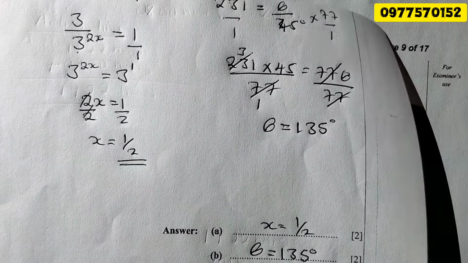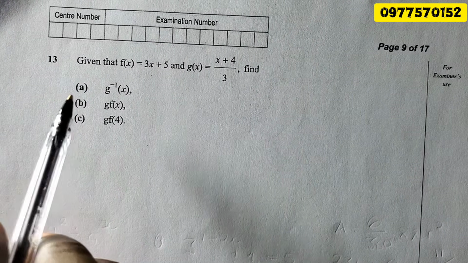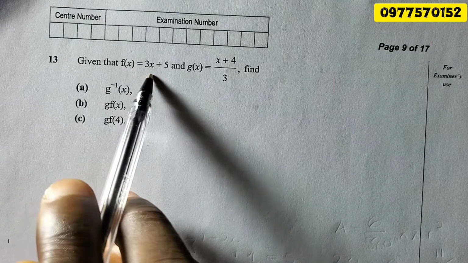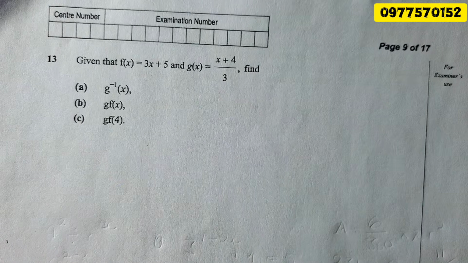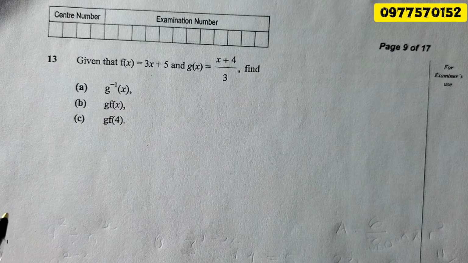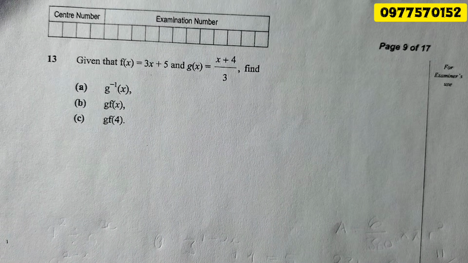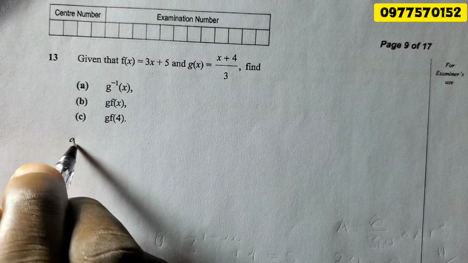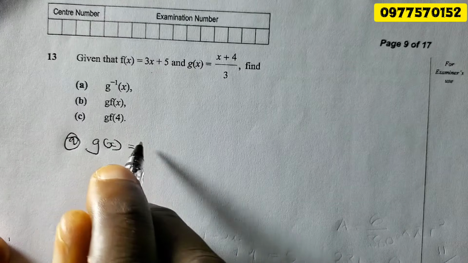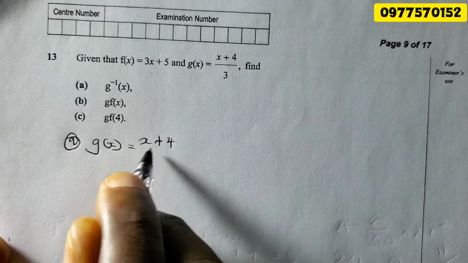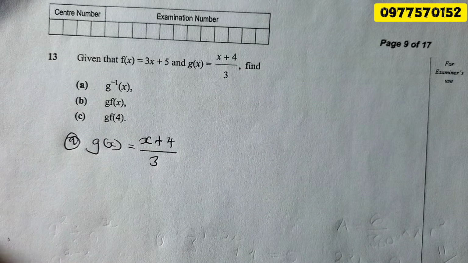Okay, so let's go to question 13. Question 13 is under functions. So we are told that f of x is this and g of x is this one. Find g inverse of x, gf of x, and gf of 4. This is simple. So this is what we're going to do. We're going to write the g function, which is g of x equals x plus 4 over 3, like that.